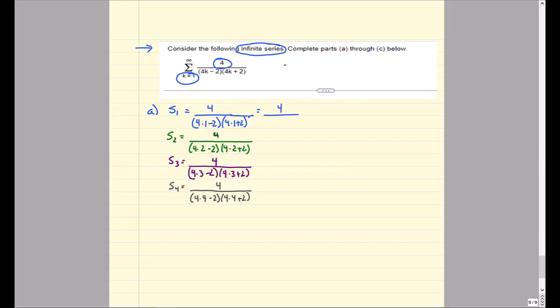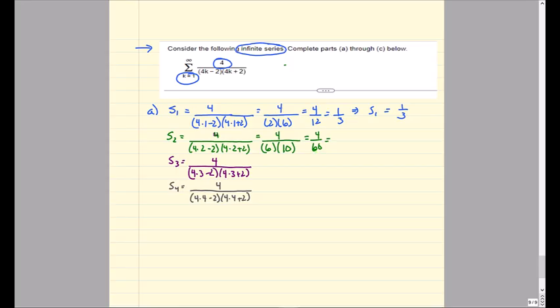Okay, so we have 4 over 4 times 1 is 4, 4 minus 2 is 2, 4 times 1 is 4, 4 plus 2 is 6. So I get 4 over 12 here, which is 1/3. So S of 1 equals 1/3. Okay, next we have 4 on top. 4 times 2 is 8, 8 minus 2 is 6. 4 times 2 is 8, 8 plus 2 is 10. So I have 4 over 60, which reduces to 2 over 30, which is going to reduce to 1 over 15.